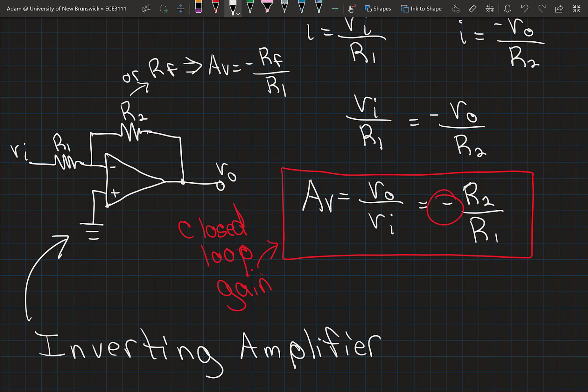Next class we'll look at some different configurations of op-amps for some other applications besides just pure inverting or non-inverting amplification.